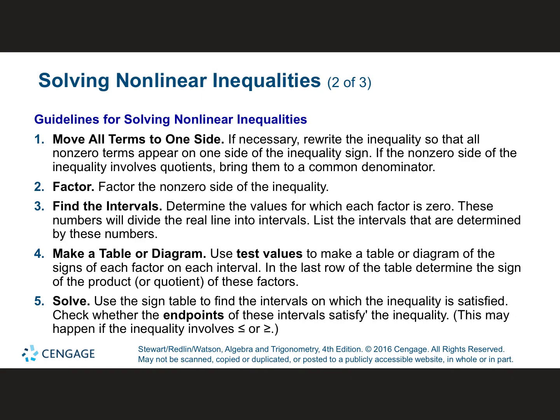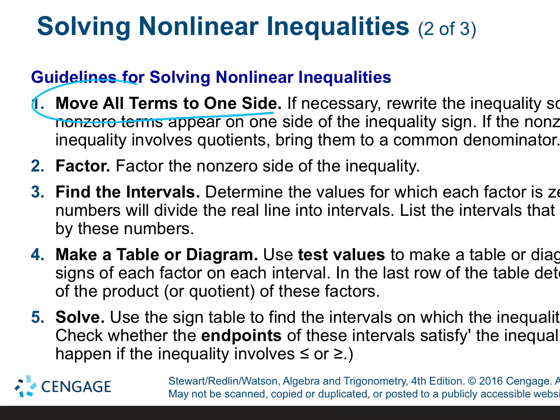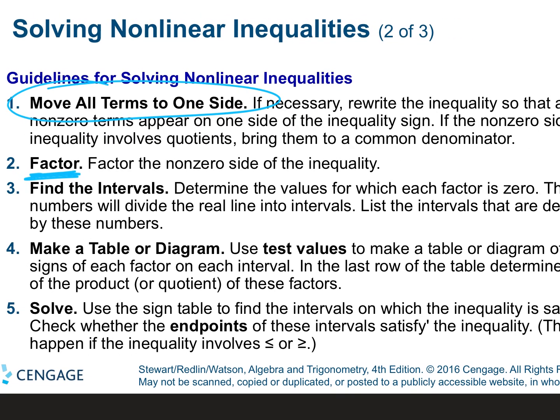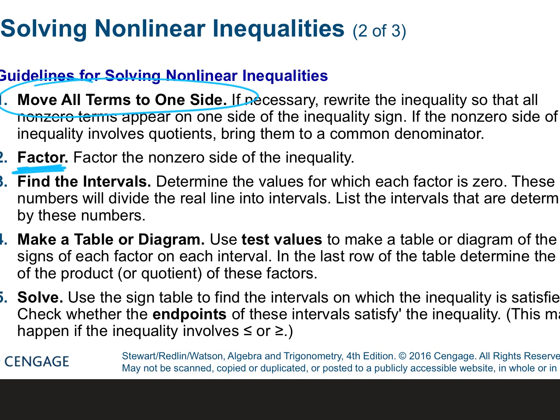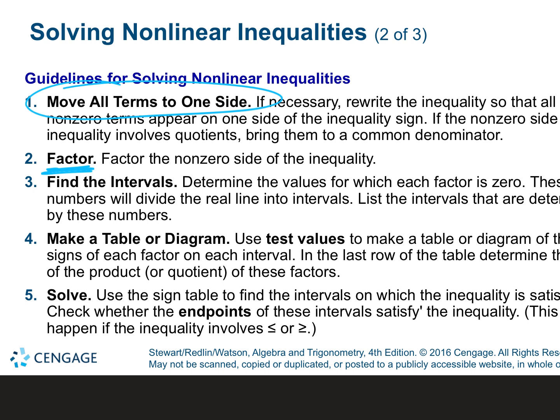The next slide talks about the steps to solve nonlinear inequalities. First thing we want to do is move all the terms to one side. And then our favorite thing to do after that is to factor. After we factor, we're going to find our 2 answers, or 2 numbers. And then we need to find the intervals. So we're going to put it on a number line and figure out if we're talking about in between the 2 points or outside the 2 points. And then from there, we need to write our interval notation.